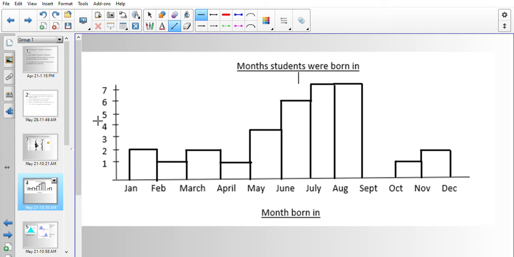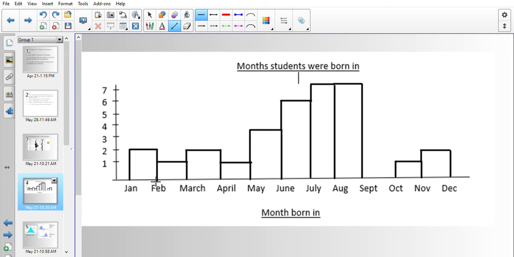Now, the other thing we have to do, right, is we have to discuss the shape of this data. Does this data give us some sort of shape? And you might be thinking to yourself, yeah, maybe not, Mr. Marlowe.